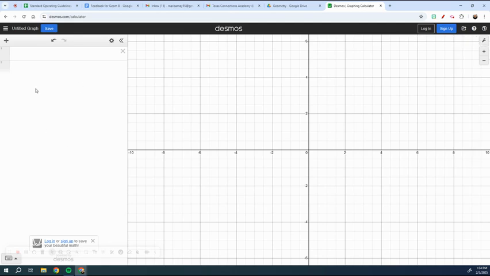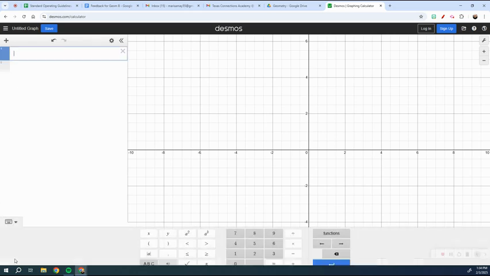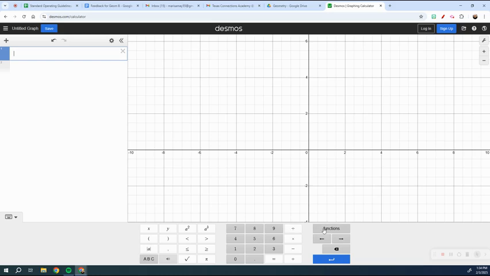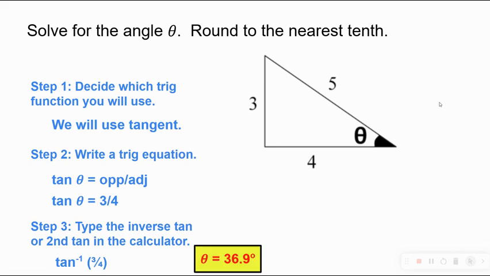Now I have to get the inverse tangent. The way I do that is click this little keyboard here at the bottom, and I need to go over to functions. I click my functions, and you see the inverse trig ones are all in a group together, and we choose the tangent. And then we type in our 3/4. And you'll notice that I get 36.8 or 36.9 here. And so we're going to round to the nearest tenth. And so my answer is 36.9.